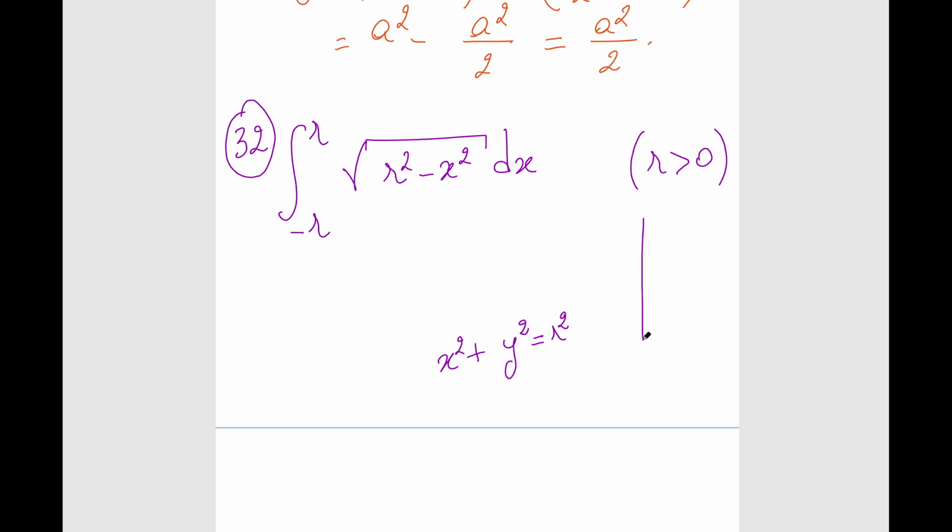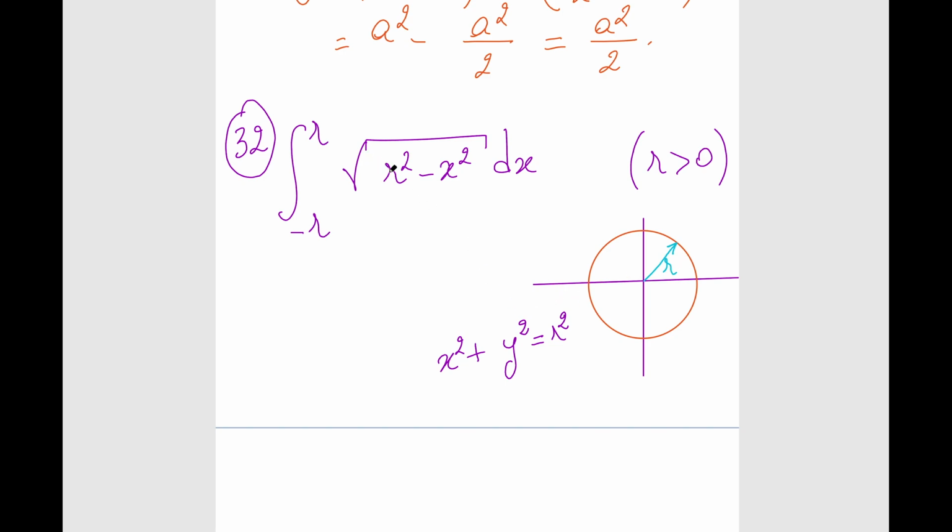So this guy is a circle centered at the origin and of radius, okay, maybe this is better. Maybe this is centered at the origin. So this is centered at the origin of radius r. So this radius here is r.